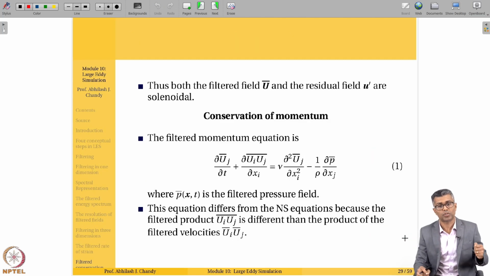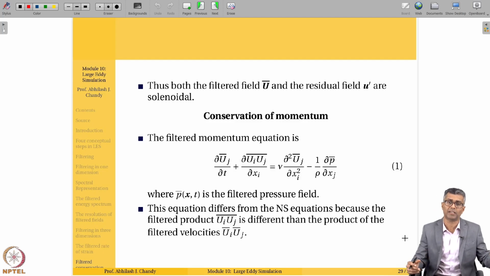Now let's move on to the conservation of momentum. So we start with the filtered momentum equation, and what we do is we take the momentum equation and then filter each and every term. So the time derivative and the filtering operation commute. So then you have del t of uj bar plus del xi of ui uj bar, and again you are commuting the filtering operation and the differentiation operation. So essentially you are just taking ui uj bar, and then you have the viscous term, which is nu del squared del xi squared uj bar minus 1 over rho del xj of p bar. Okay, so everything is pretty clear. The p bar is the filtered pressure field as well.